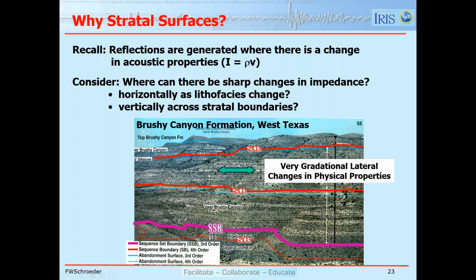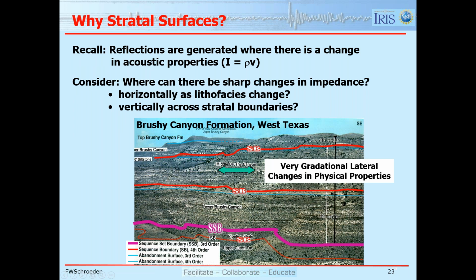And if we were to look at physical properties along one of these layer boundaries, let's say we're looking at this unit here. In this location, maybe it's 60% sand. We go a quarter of a mile, maybe it's 58%. We go a little more, it's maybe 55%. Go a little more, maybe it's 52%. Left is landward and right is basinward. So the changes in the rock properties, and therefore in the impedance, are very gradational.